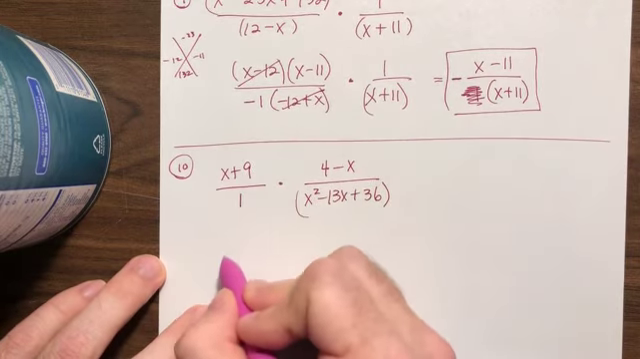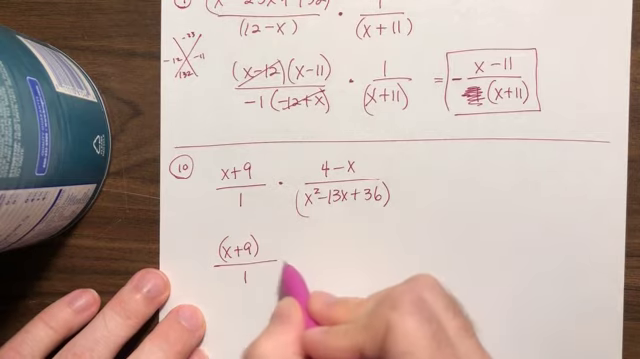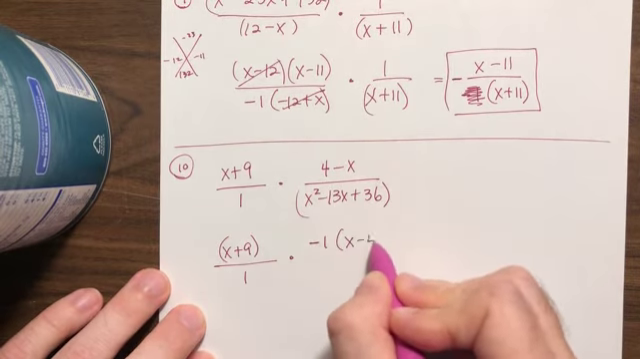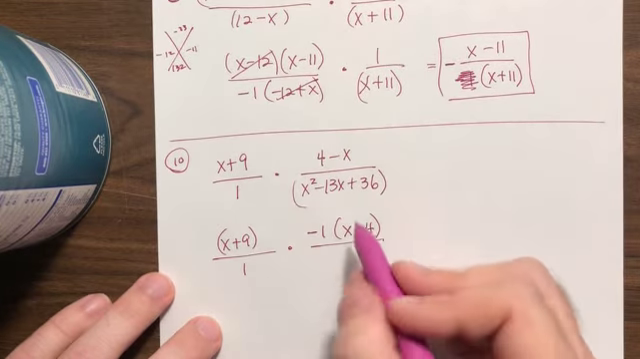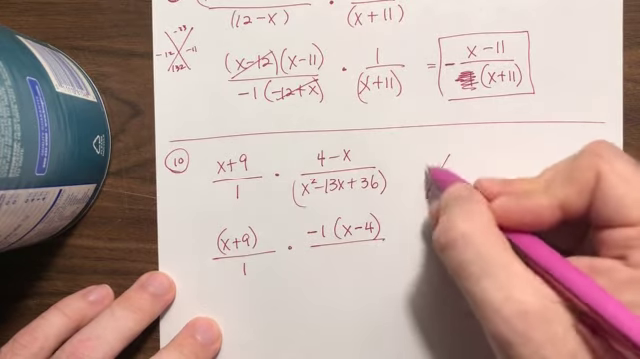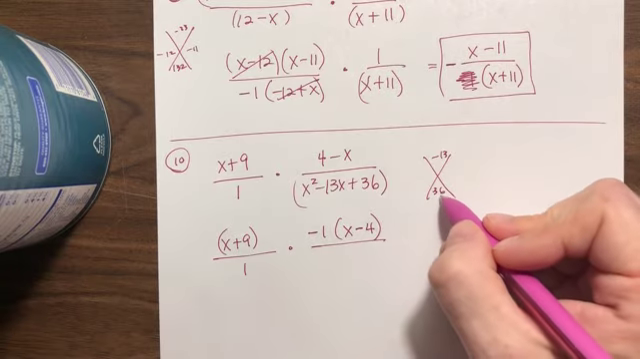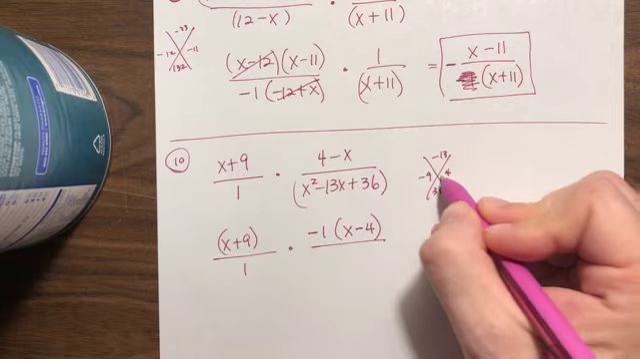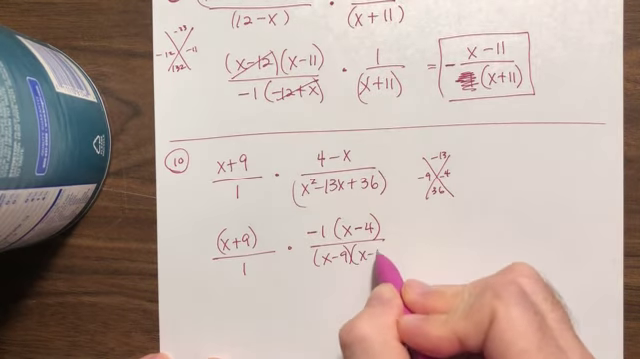He doesn't do anything. So I'm going to leave him the way he is, x plus 9, put him in parentheses, over 1. I'm going to pull out a negative 1. I'm just going to go ahead and do it. I know I'm going to have to because it's out of order. And it's negative 4 plus x is another way of writing that. Sorry. And then this one, negative 13 and 36. I ask myself, what two numbers multiply to give me 36 and add to give me 13? It's 9 and 4. So we get x minus 9 and x minus 4.